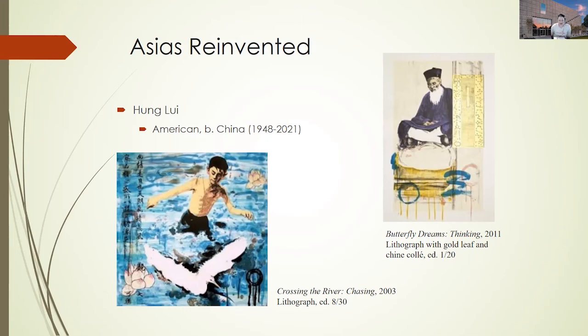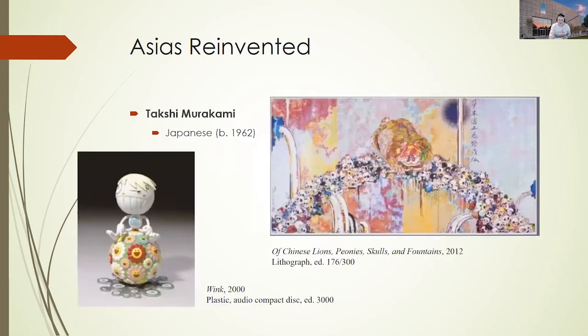So it's taking that traditional inclusion of the Chinese poetry and the inscription on the actual art, but adding it to a more modern style of painting. And I think that's kind of what both of these pieces do, the butterfly dreams thinking and the crossing the river chasing. Okay.